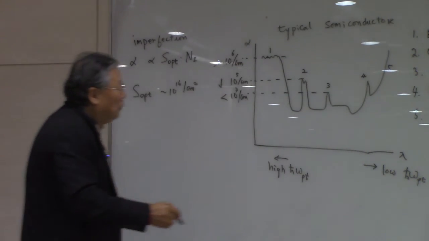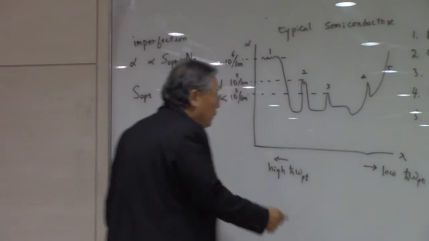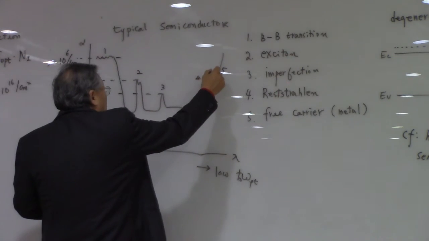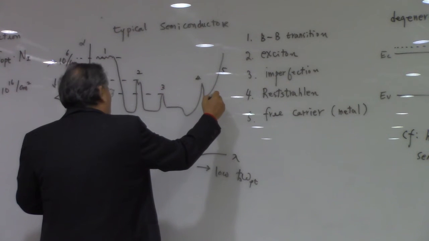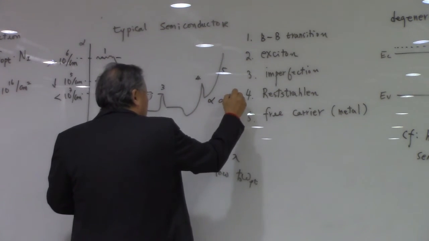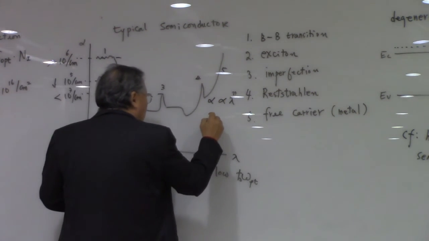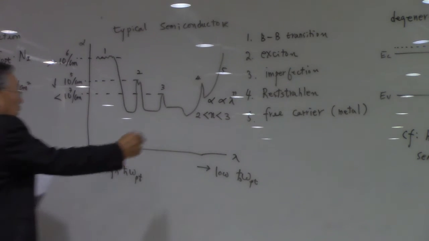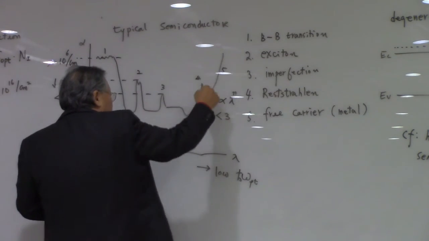And the restrahlen absorption, we have seen this. We have discussed that already. That's a resonance of the phonons and the photons. Now, the free carrier absorption, which is important in the metal case. This free carrier absorption alpha is proportional to the wavelength lambda to the nth power, and that n is typically from 2 to 3. Okay, it's going to increase with something like this in the curve.